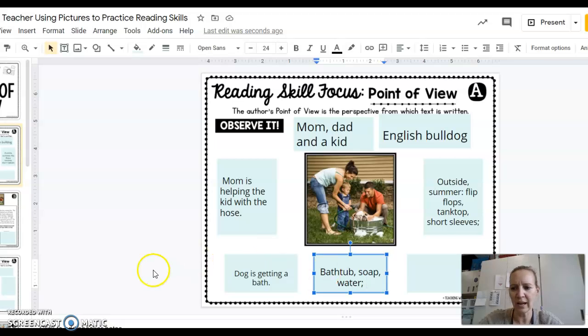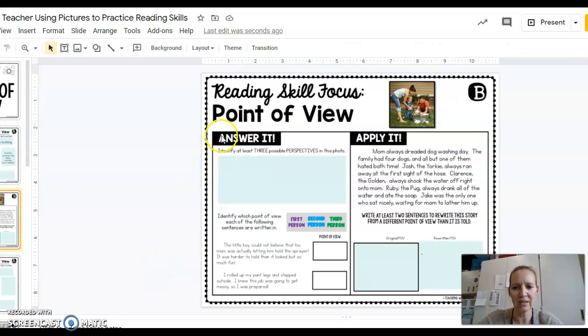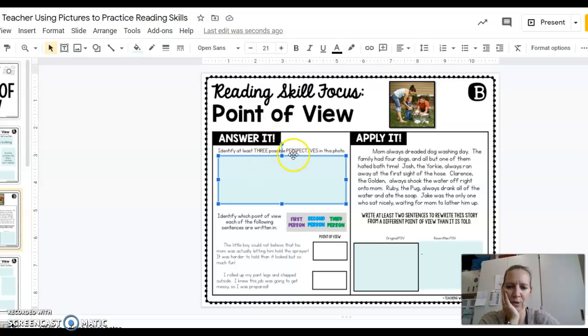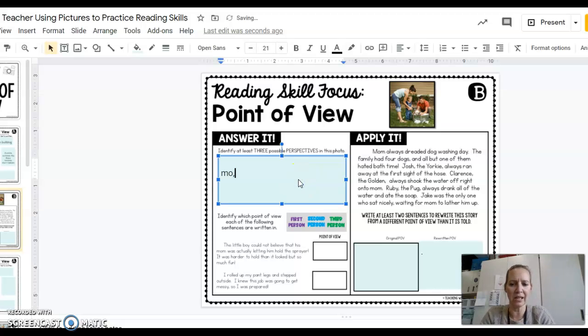Okay, so after you're done doing the observations, then you're going to go over here to the answer it and apply it screens. So number one, this is identify at least three possible perspectives. So you're saying who are the characters that could possibly be in the story. And in this story, you could have the mom telling the story. You could have the child telling the story. You could have the dog, and I would like to argue the dog. The dog is definitely a character and he could tell this story. We've read plenty of books from the dog's point of view. And then we also have the dad. Okay, so that's what that part is.